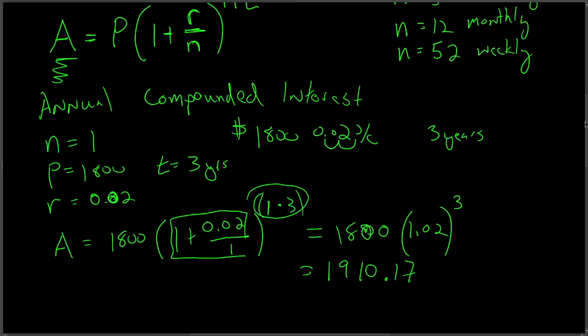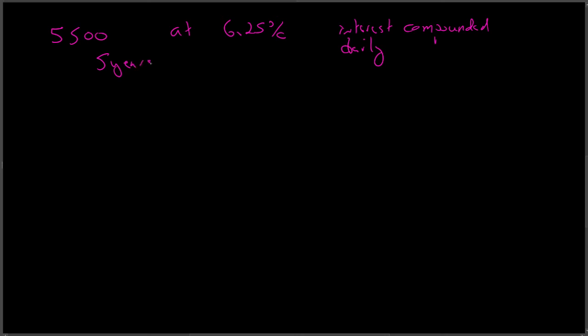Now we can compound daily. So let's say we compound interest daily. So we invest $5,500 at 6.25%. We're investing this, and the interest is compounded daily. So every day we get money back into the account. And we want to know 5 years later, how much money could we take out of this investment?